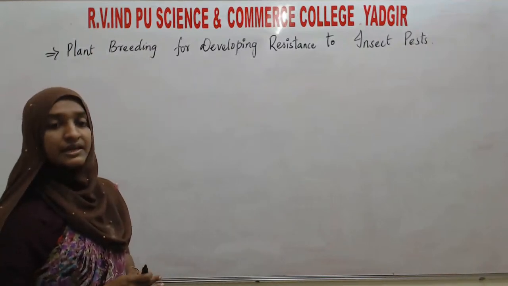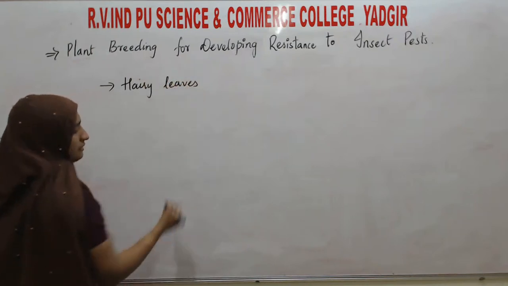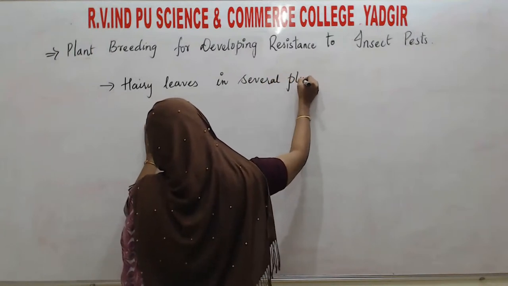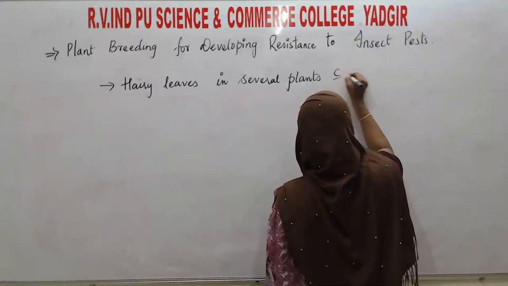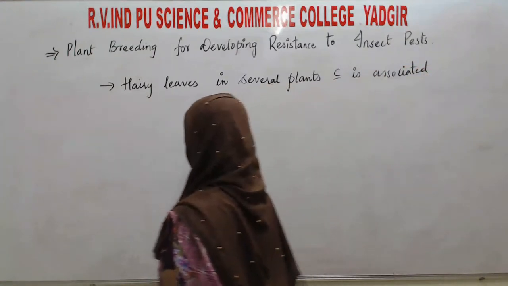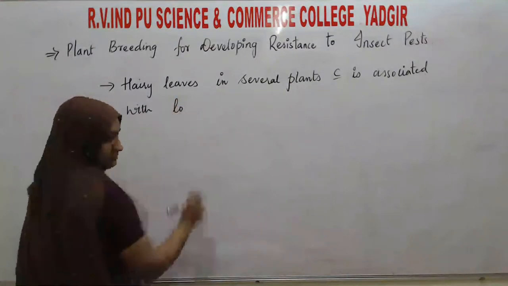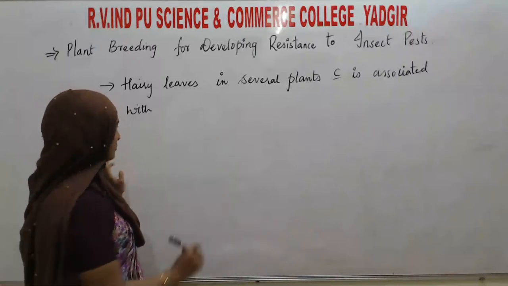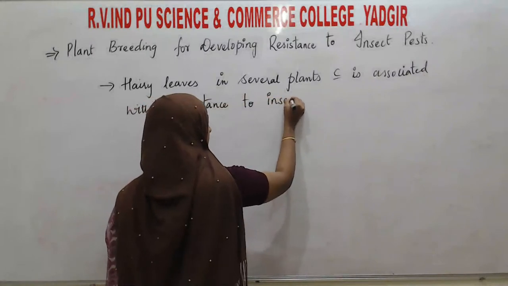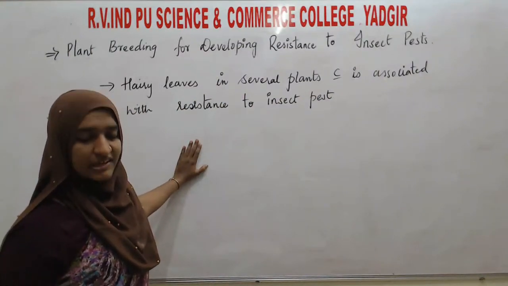First example, that is the hairy leaf in several plants. Hairy leaves in several plants are associated with resistance to insect pests. Which is associated with resistance to what? Insect pest. So here one example is there.